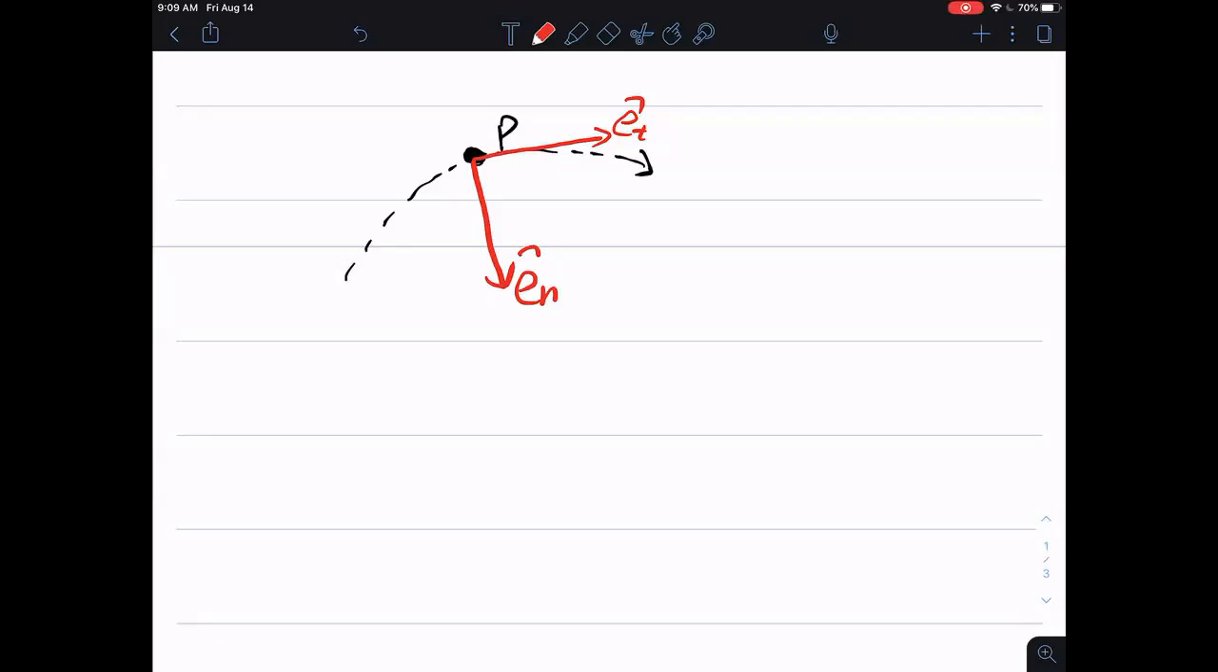If we want a tangent direction at that point, it can go either that way or that way. But why is it pointing to the right instead of that direction? Yes. So e_t must point in the direction of the velocity of that particle. Particle P is moving in this direction, so that's why you have to point in the same direction.